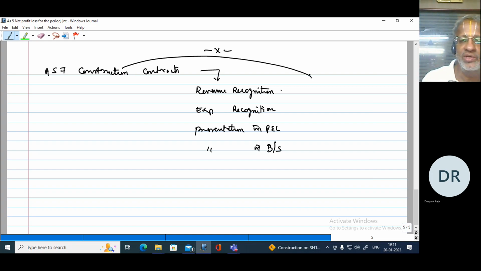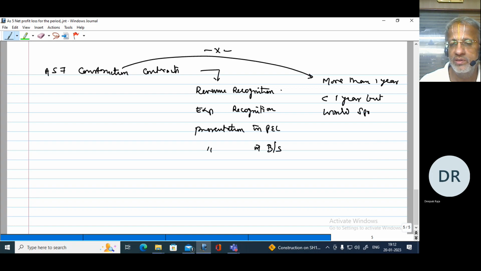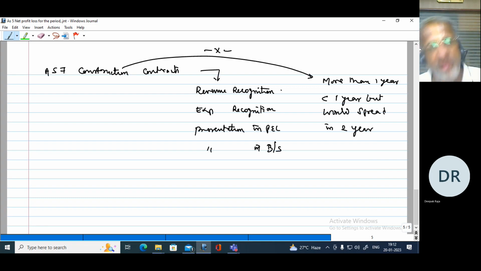So we all know that construction would take a period of, say, more than 1 year. Even if it were to be less than 1 year, the work would get spread over 2 years. How come? In the month of February, we would have taken up the contract, and the contract may run for 6 months. 2 months will fall in one accounting year, 4 months will fall in the next accounting year. Or 5 months will fall in the current period and 1 month will fall in the next period. So do not get the impression that a contract should be more than 1 year to have a challenge in revenue recognition.